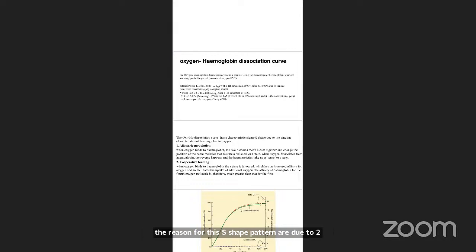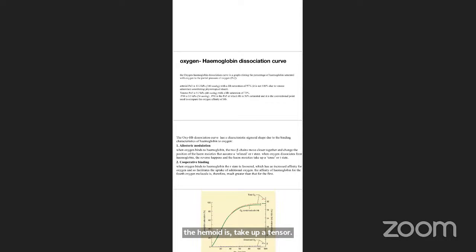The first one is allosteric modulation, where oxygen binds to the hemoglobin with two beta chains, which move closer together and change the position of the heme moieties, which assume a relaxed or R state. When oxygen dissociates from hemoglobin, the reverse happens and the heme moieties take up a tense or T state.